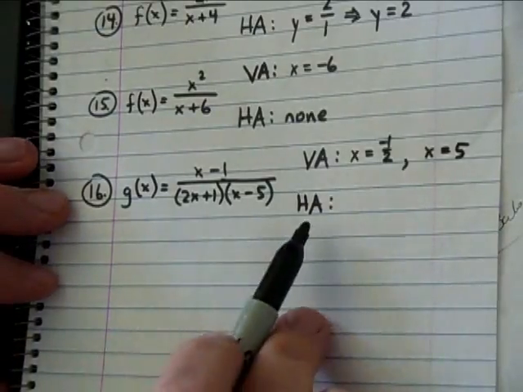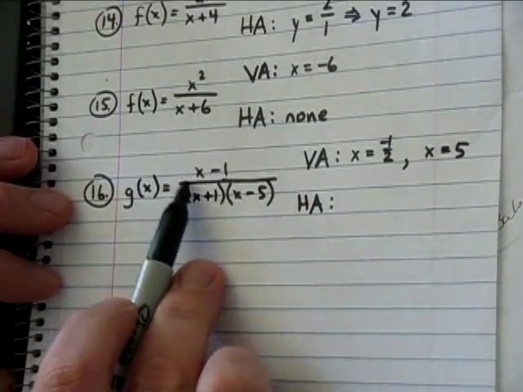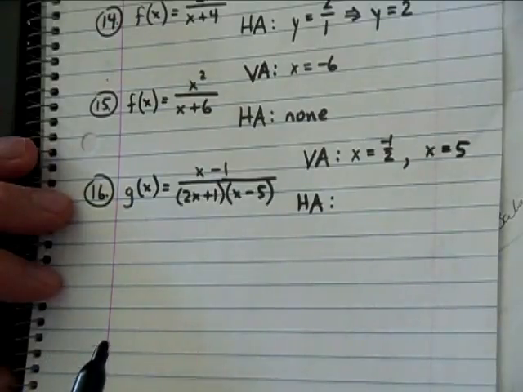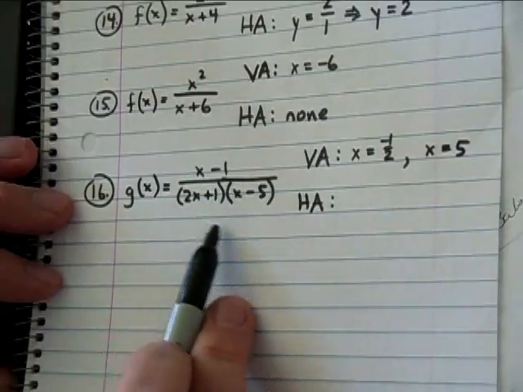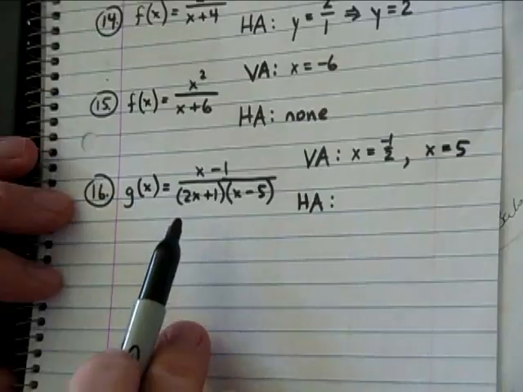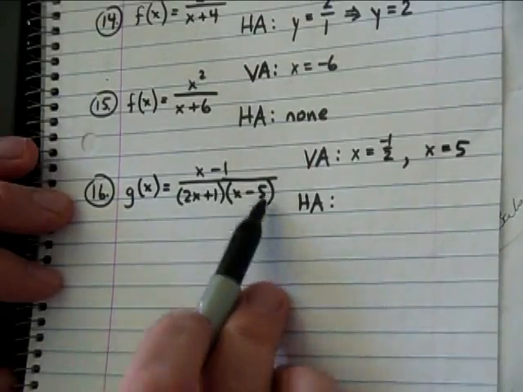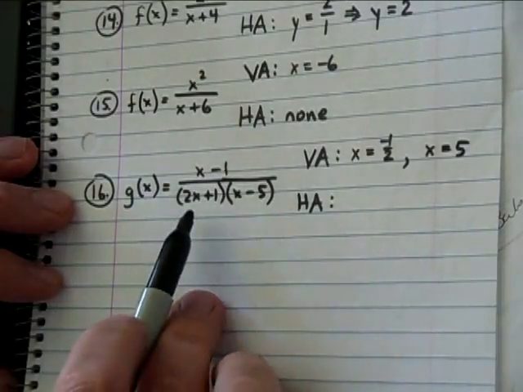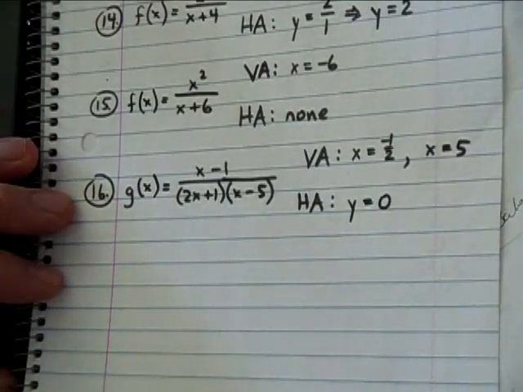Now, in this case, we want to check the degree of the numerator and the degree of the denominator. Well, clearly the numerator is degree 1 because the largest power of x is 1. If we were to multiply out the denominator, however, we would see that there would be an x squared term. So the degree of the denominator is 2, which means the degree of the denominator is larger than the degree of the numerator. In that case, your horizontal asymptote is y equals 0.